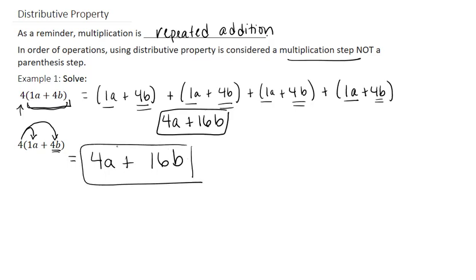So all we did was multiply this 4 with 2 different terms, and we got the same solution as if we just added all of them together. So you can see which way is a little bit faster. Now let's look at another example.